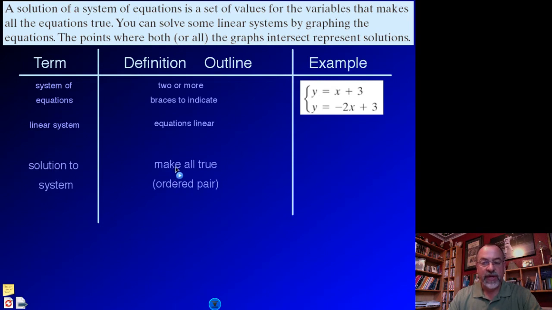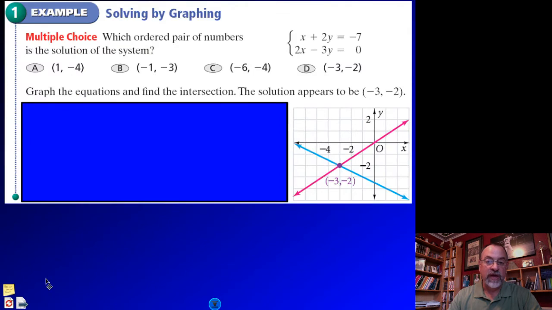And again, it's going to make every linear equation in the system true. It's going to be an ordered pair, and it is the point of the intersection of the graphs. So when you're solving a system, you're looking for the intersection point if you're looking at a graph. In the first lesson here, we are going to solve these by graphing.